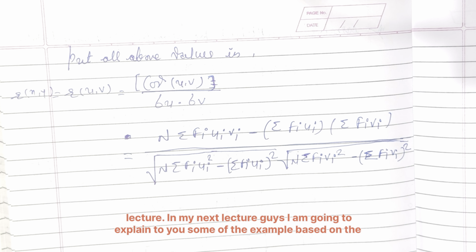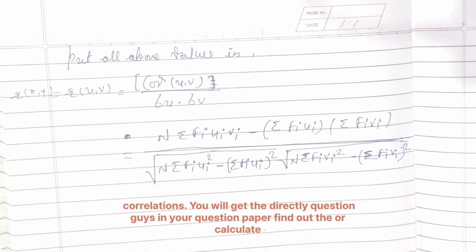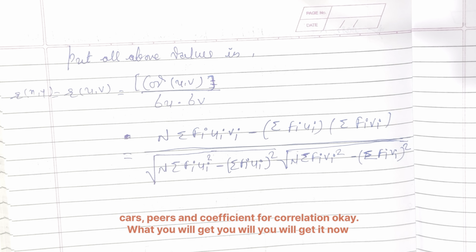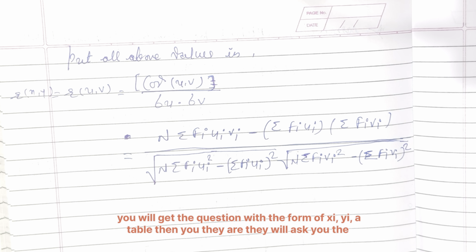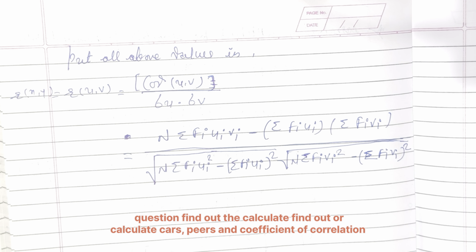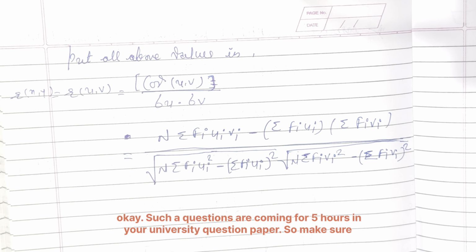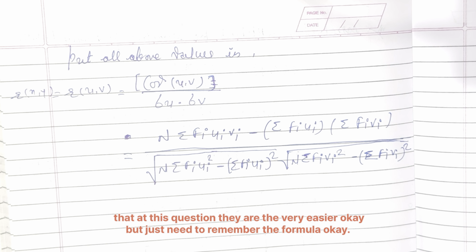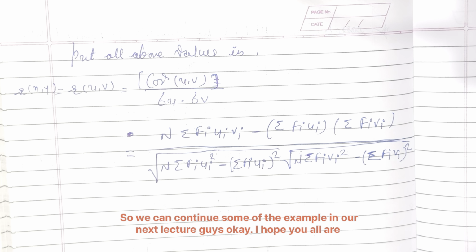In my next lecture, guys, I'm going to explain to you some examples based on the correlation. You will get direct questions in your question paper: find out or calculate the Pearson coefficient of correlation. You might get the question in the form of an xi yi table. Then they'll ask you to find out or calculate the Pearson coefficient of correlation. Such questions come for 5 marks in your university question paper, so make sure you attempt this question. They are very easy, but you just need to remember the formula. So we will continue with some examples in our next lecture, guys.